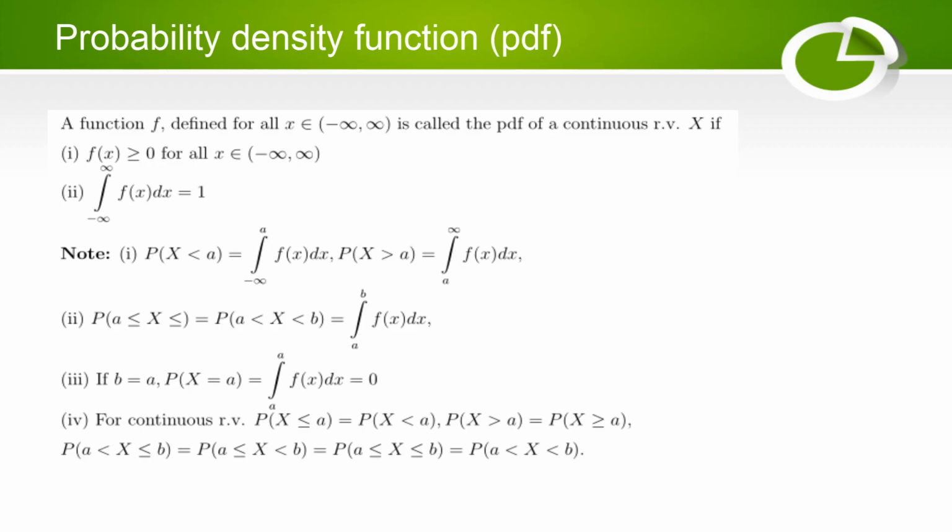(ii) P(a ≤ X ≤ b) = P(a < X < b) = integral from a to b of f(x) dx. (iv) If b equals a, P(X = a) = integral from a to a of f(x) dx equals 0. (v) For a continuous random variable, P(X ≤ a) = P(X < a), P(X = a) = 0, and P(a < X ≤ b) = P(a ≤ X < b) = P(a ≤ X ≤ b) = P(a < X < b).